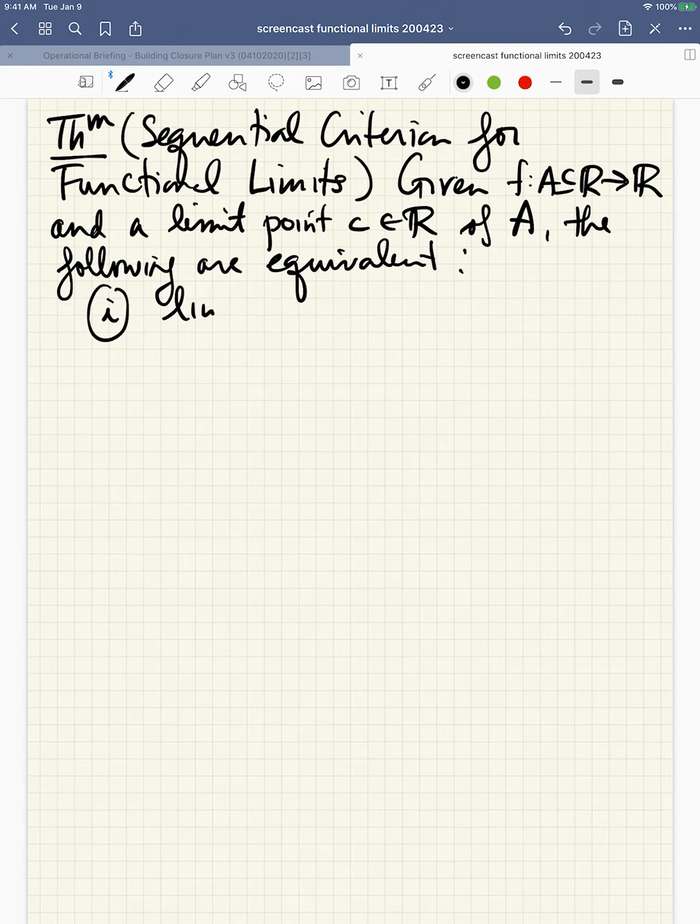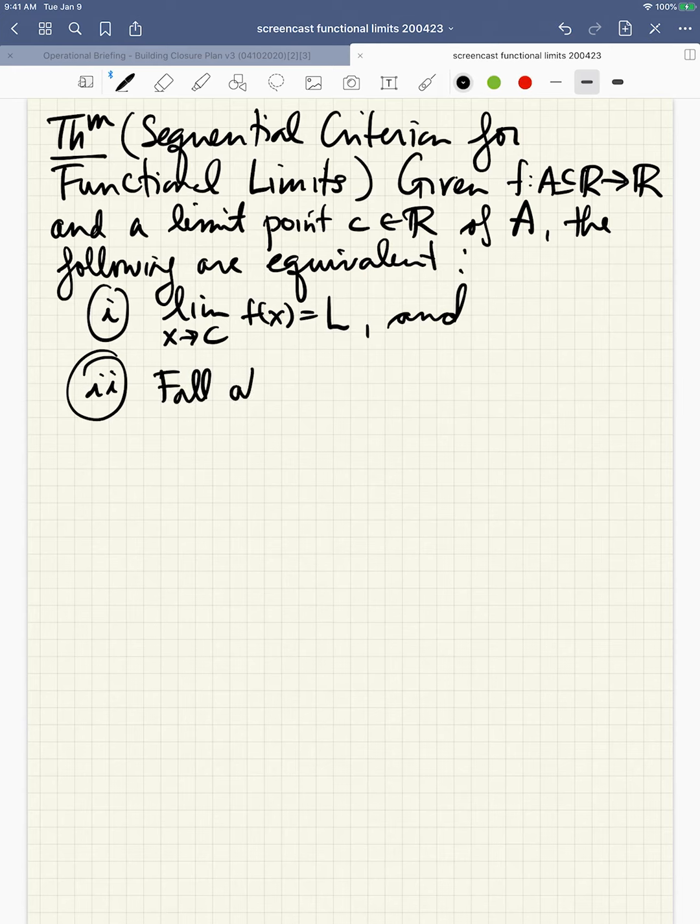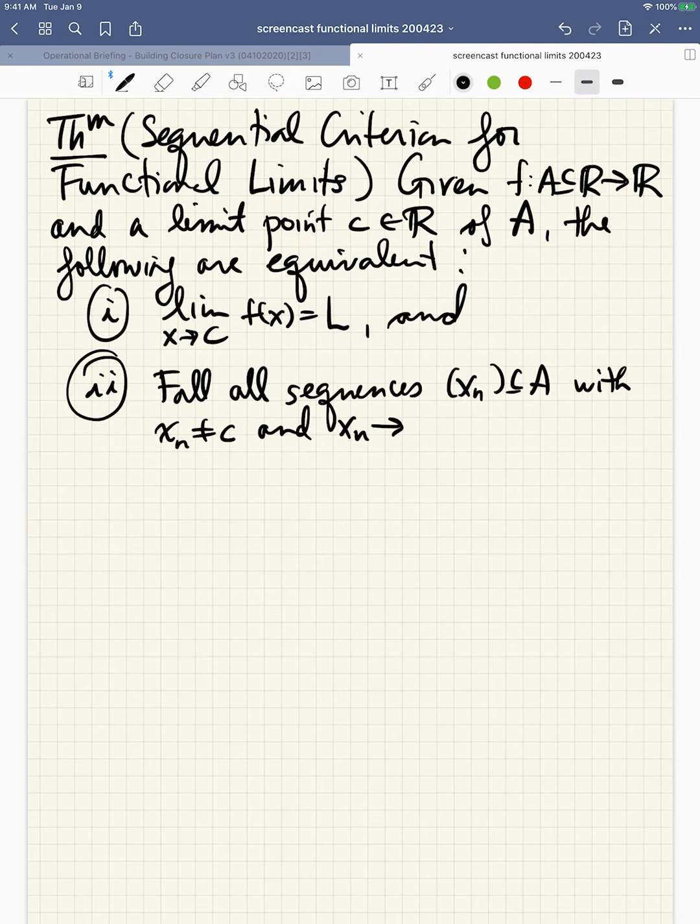1, the limit as x goes to c of f of x equals L. And 2, for all sequences xn in A with xn not equal to c and xn converging to c, we have f of xn converging to L.